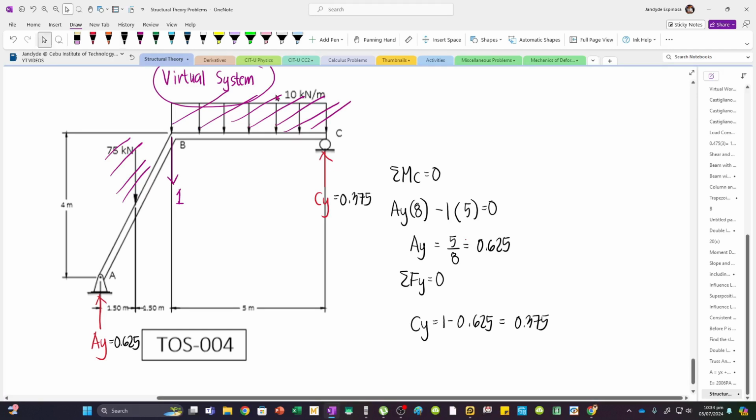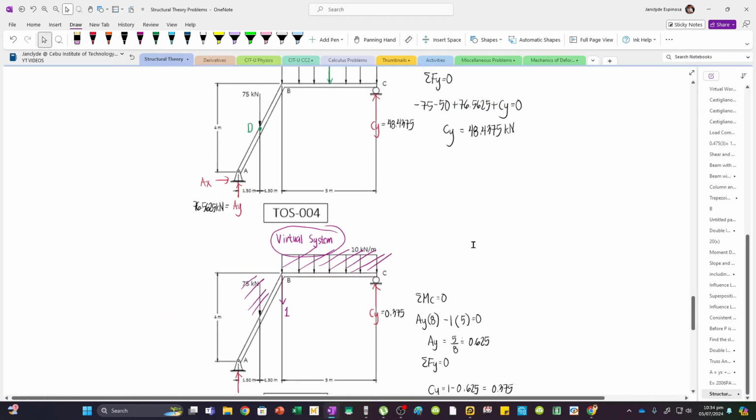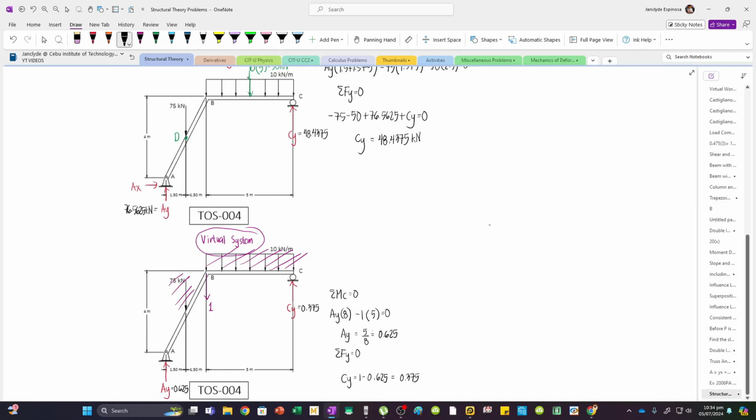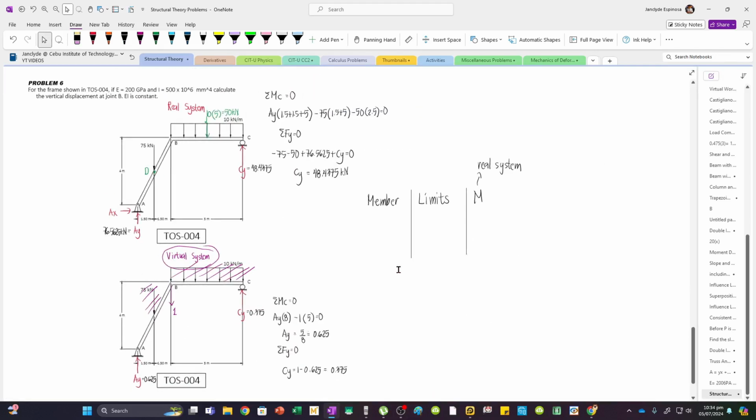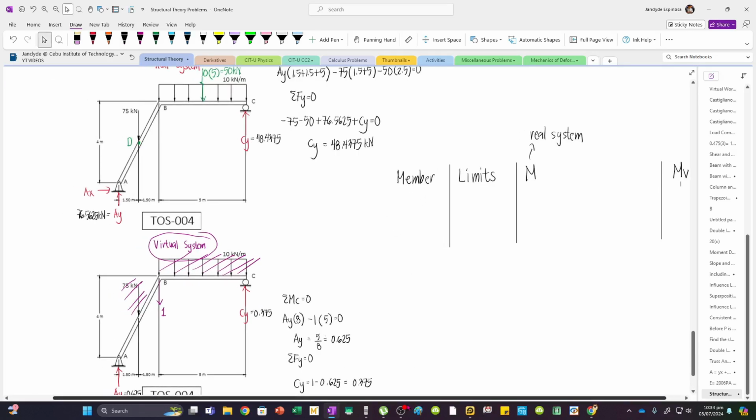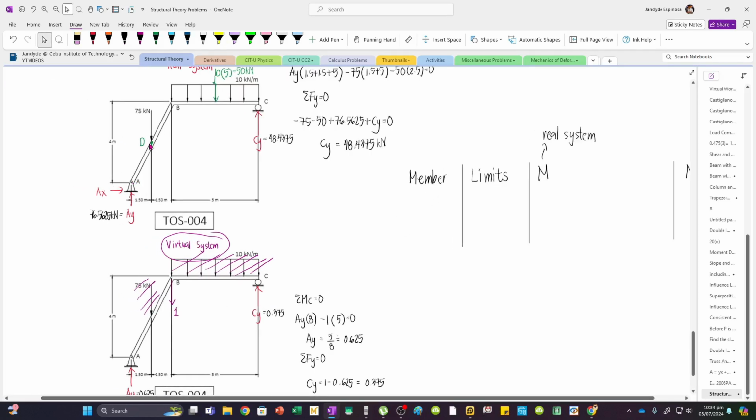Now, we can make a table to simplify our solution. So we have here, first, you're gonna write a column for the members, and then next, you will input the limits, and then you have the moment equation of the real system, and then you're gonna follow it up with the moment equation of the virtual system. So we have here MV. And so for the members, we have three segments. We have AD, DB, and BC.